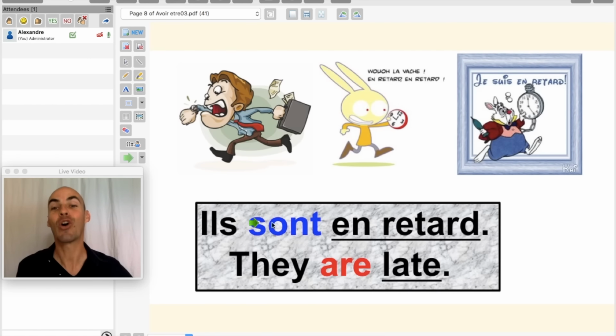Ils sont en retard. Again, I'm speaking very slowly, and this is how you want to read it very slowly. Ils sont en retard. Did you hear how I made that beautiful little liaison between the T and the E? That was beautiful, right? Ils sont en retard.